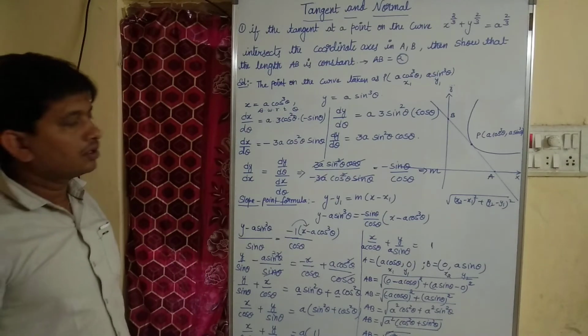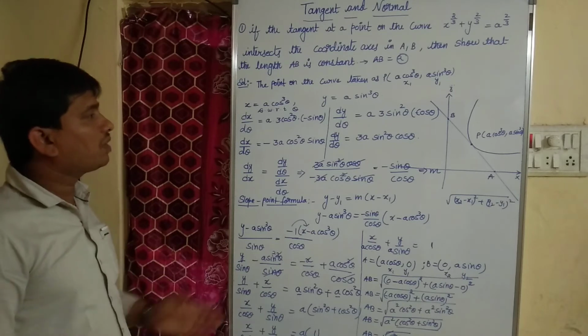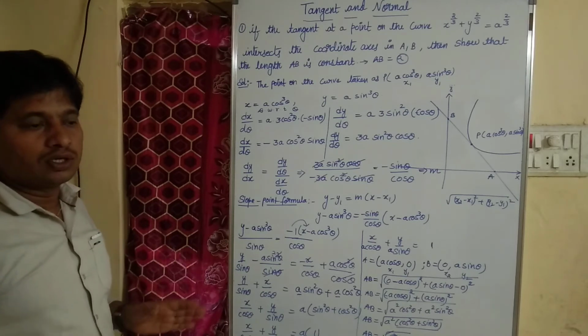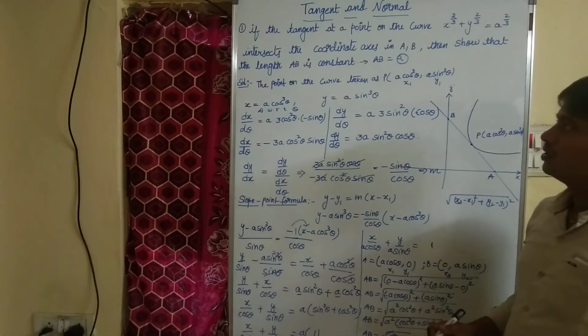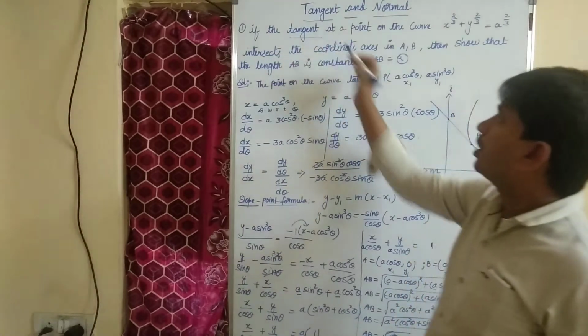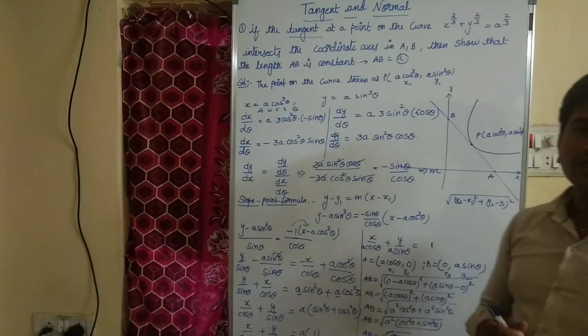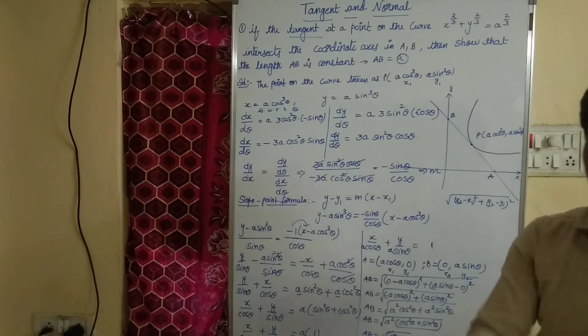Children, did you understand? So this problem is a very important problem. Damn sure, a 7 mark question, no doubt at all. So the process once again I am explaining. The first thing is tangent. What do you mean by tangent? Tangent means the line which intersects the given curve at one point.